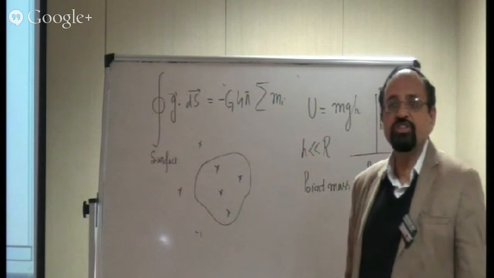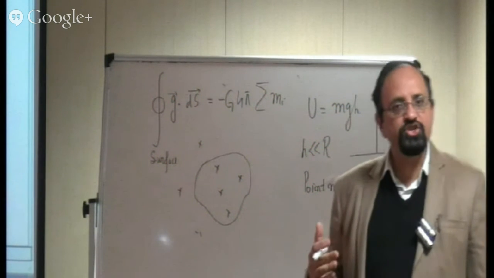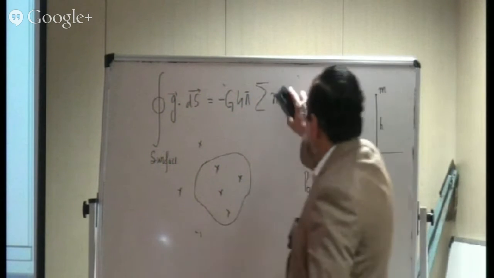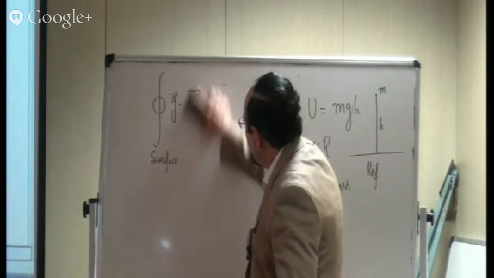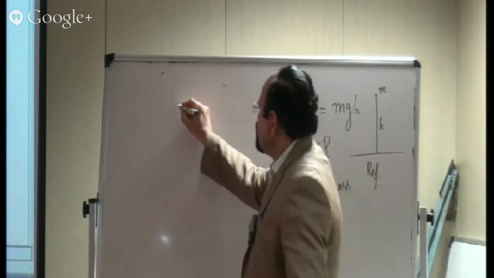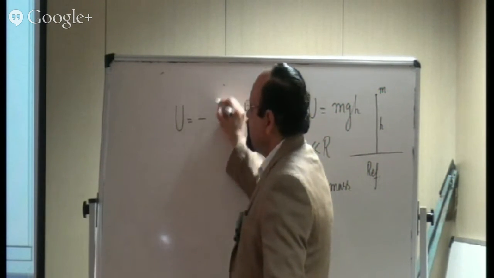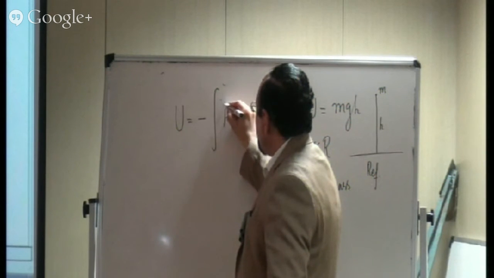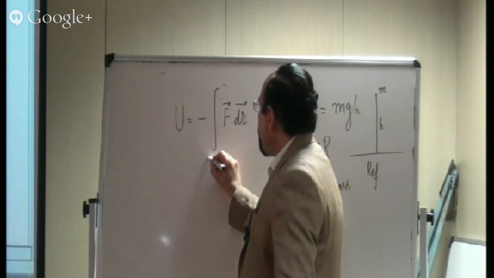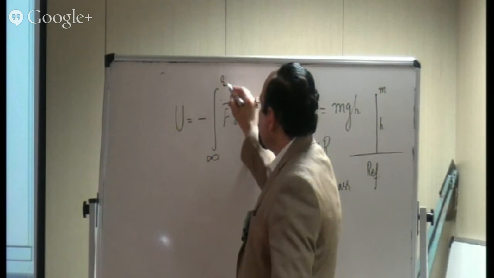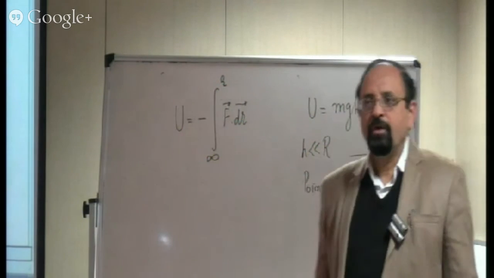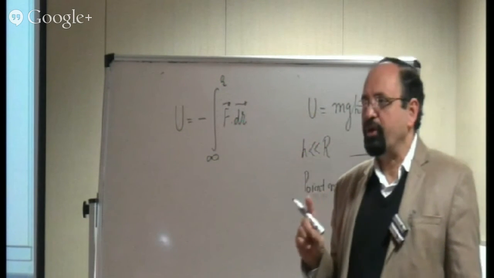But there is a general formula for gravitational potential energy. And what's this? This is given by the relation here: U is negative integral of F dot dr from infinity to the particular position. Please try to understand each and every aspect of it. All you know is that work is a scalar quantity. It is not a vector quantity.